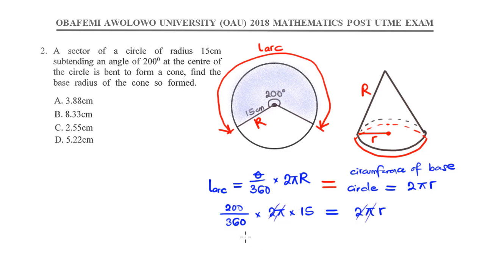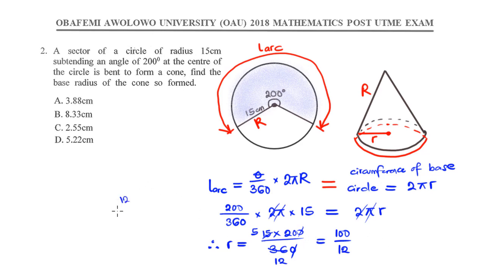We can divide and cut out. 2 pi will cancel themselves out so that the radius is going to be 15 times 200 divided by 360. So we can cut out our zeros. 3 can go in 15, 5, 3 can go in 36, 12. So this will be 5 times 20 is 100 over 12.